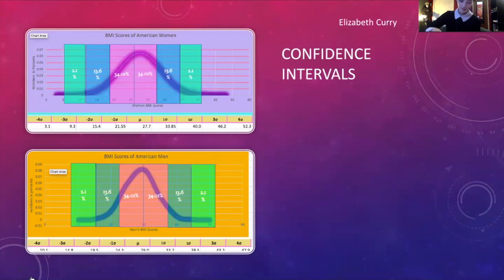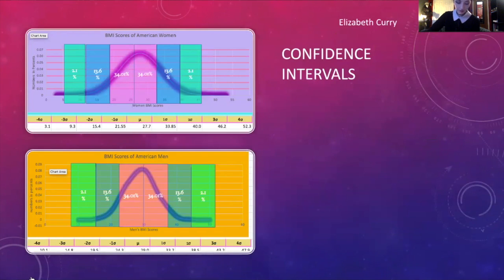confidence intervals. A confidence interval is a range of values so defined that there is a specific probability that the value of a parameter lies within it. In this case, it's the BMI, or body mass index, for women and men of America.